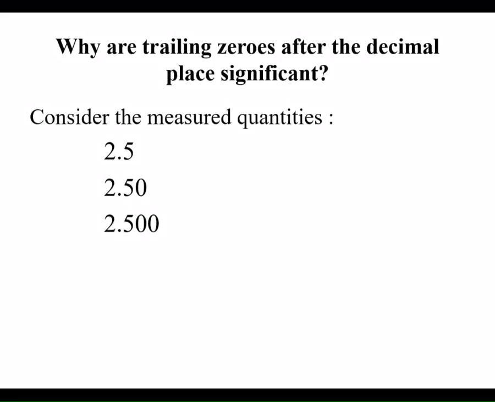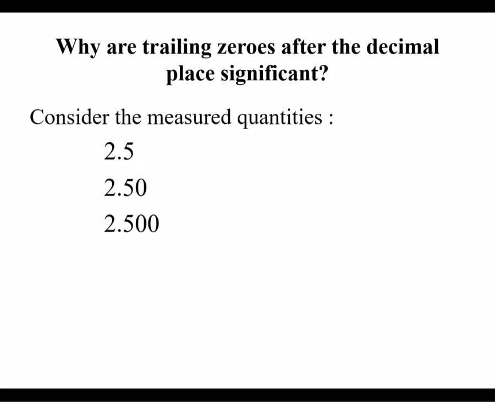So these next couple of slides are just to try to convince you why we have the rules about zeros that we do, a couple of the rules. For instance, the trailing zeros after the decimal. These last two show trailing zeros after the decimal. Why are they significant? I'm going to show you a little proof why that would be.